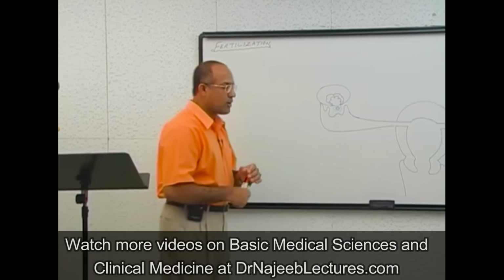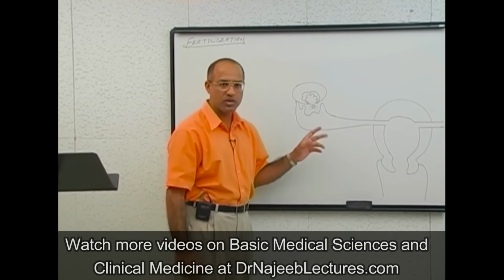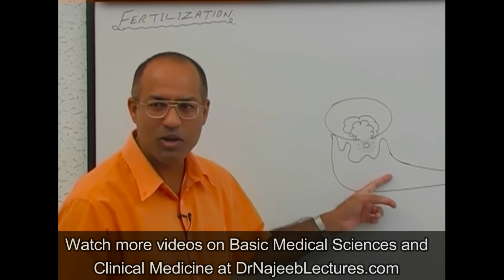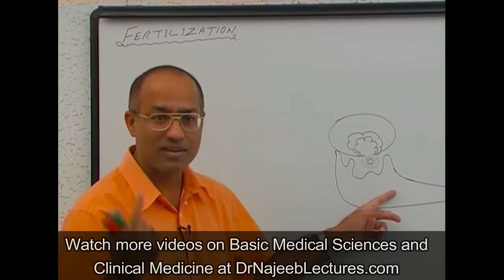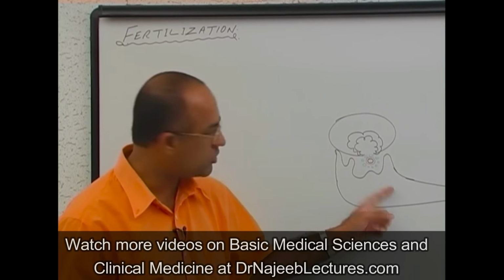Okay. Now, what is the most common site of fertilization in human beings? Ampulla of the fallopian tube or ampulla of the uterine tube. There are ampullas of many other things in the body, right? So it's the ampulla of the fallopian tube or uterine tube.